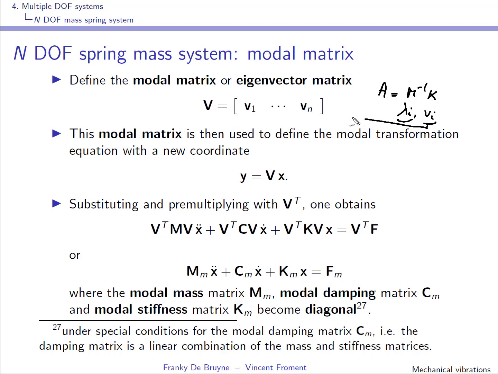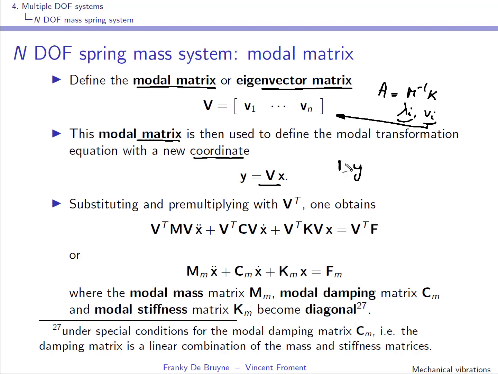These eigenvectors you can stack into a matrix which we'll call the eigenvector matrix. That's how we called it in the linear algebra course, but in this course maybe it's a better idea to call it the modal matrix, right? And this modal matrix we can use to do a change of coordinates.